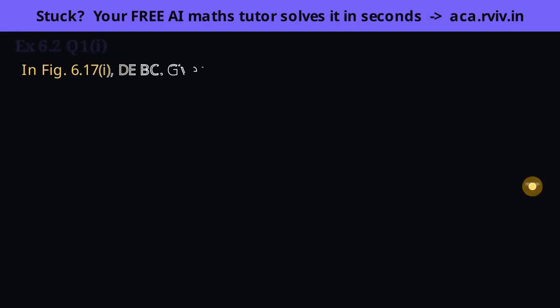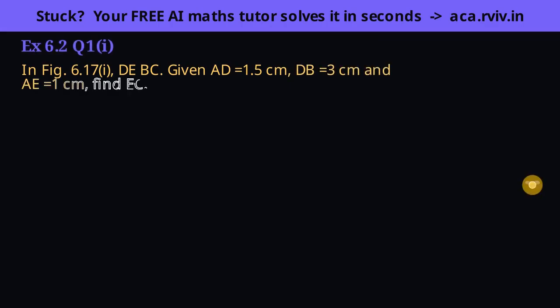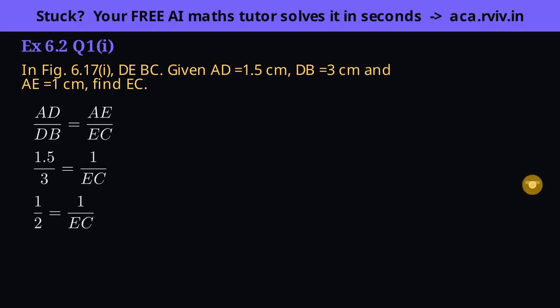Parallel side means Thales. Set the ratios equal and solve. Set up: DE is parallel to BC, so the basic proportionality theorem splits AB and AC in the same ratio. Substitute the known lengths, calling the unknown EC. The left side simplifies to 1/2. Cross-multiply to solve for EC. Insight: a parallel side instantly gives a proportion. The only work left is plugging in and solving.